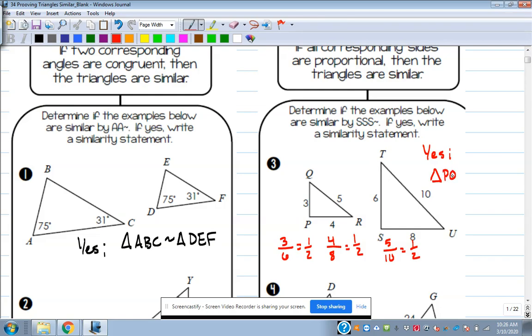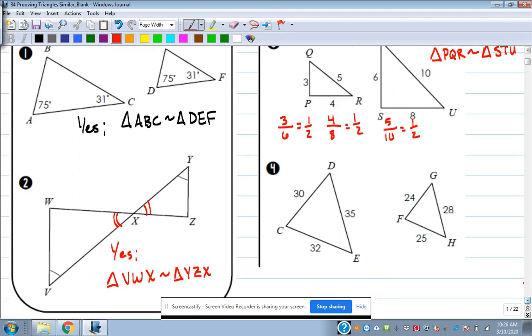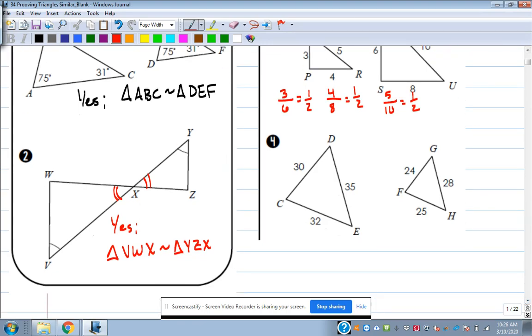So let's get a similarity statement. I'm going to go PQR. So how do I have to do this one? STU. Remember, your corresponding sides have to match up in your similarity statements. That's the kicker. You guys have gotten better at that. We had struggled with that at the beginning of congruence. So let's look at number 4 there.